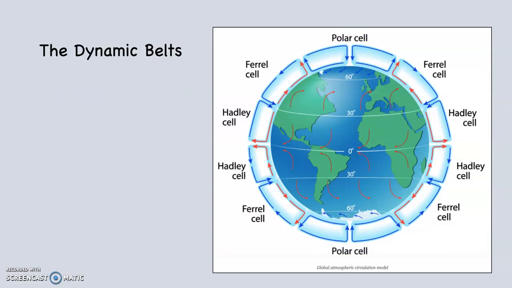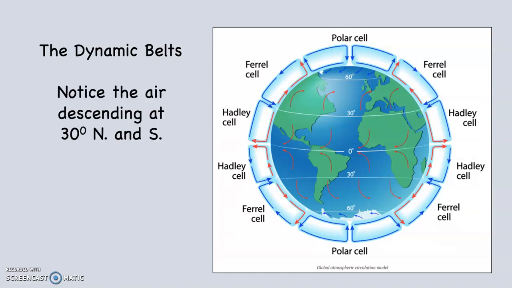Okay? Now a little more complicated. The dynamic pressure belts, which of course is going to be at 30 degrees north and south and 60 degrees north and south, the subtropical highs and the subpolar lows. Let's start with this. Notice the air descending at 30 degrees north and south. So find 30 degrees on there, right there, and notice that you have blue arrows pointing down, cold air descending. Can you see the way that looks?